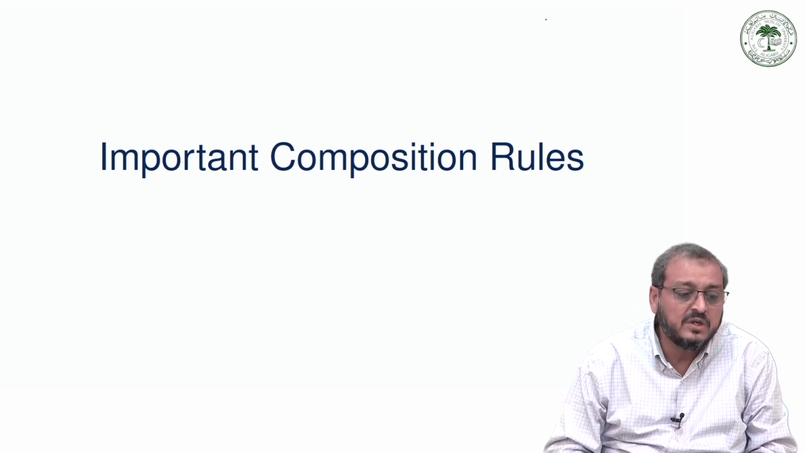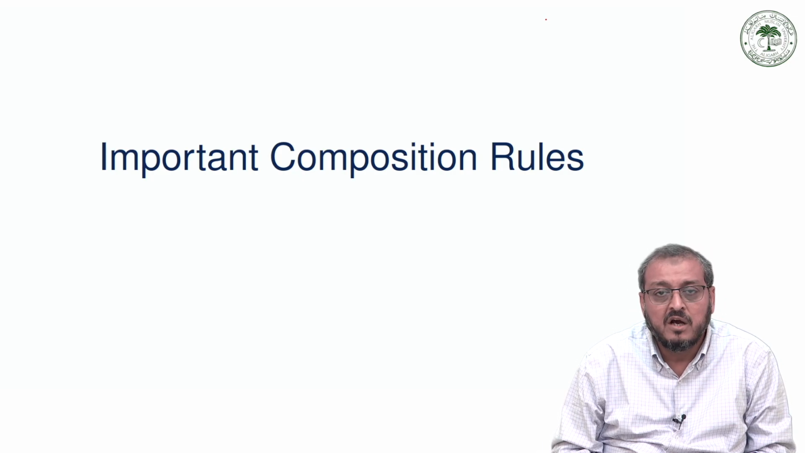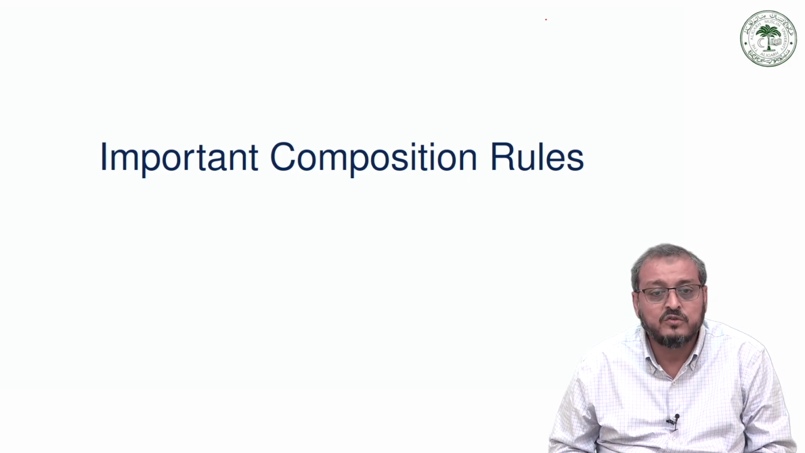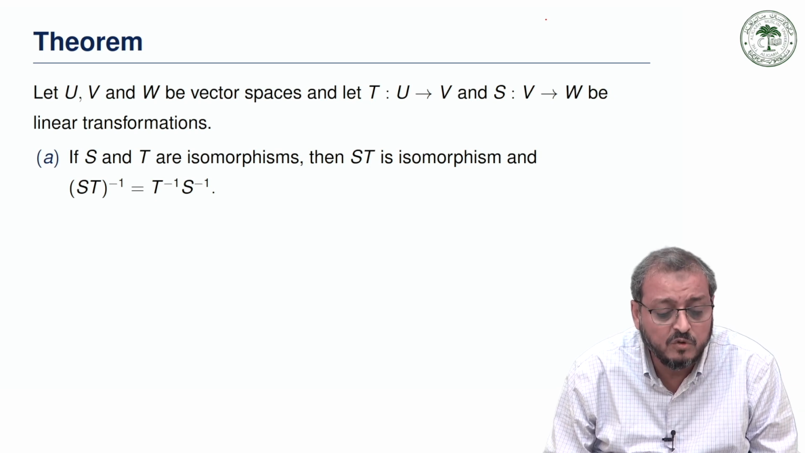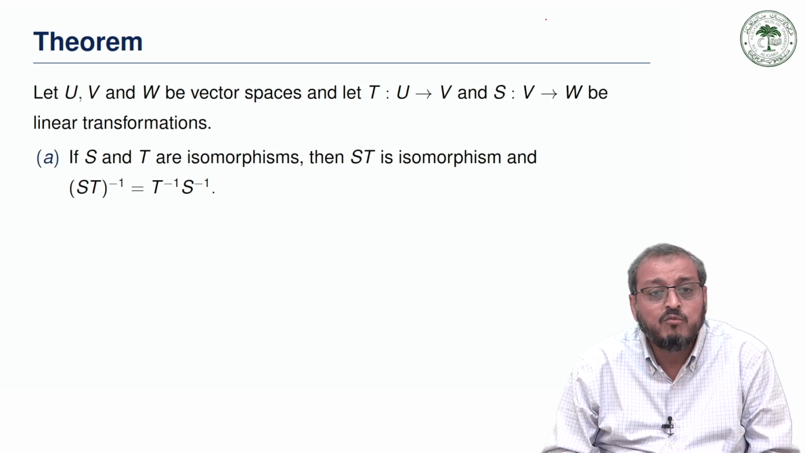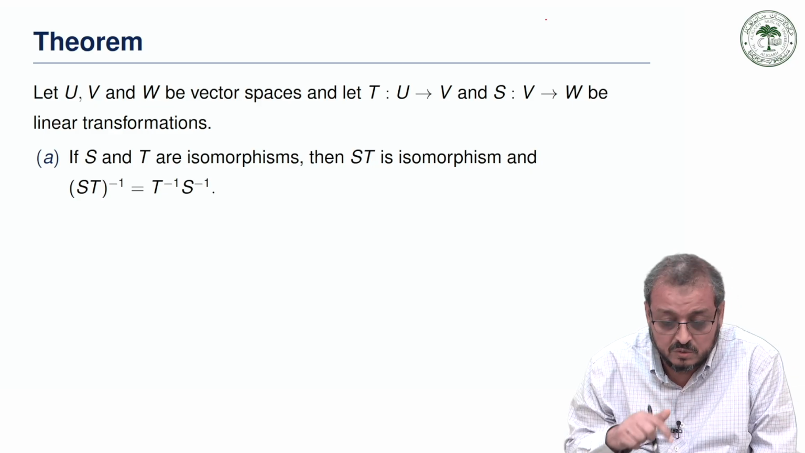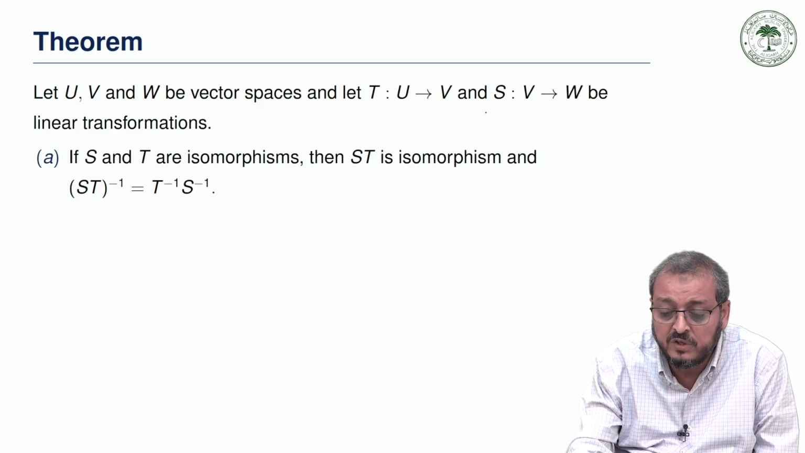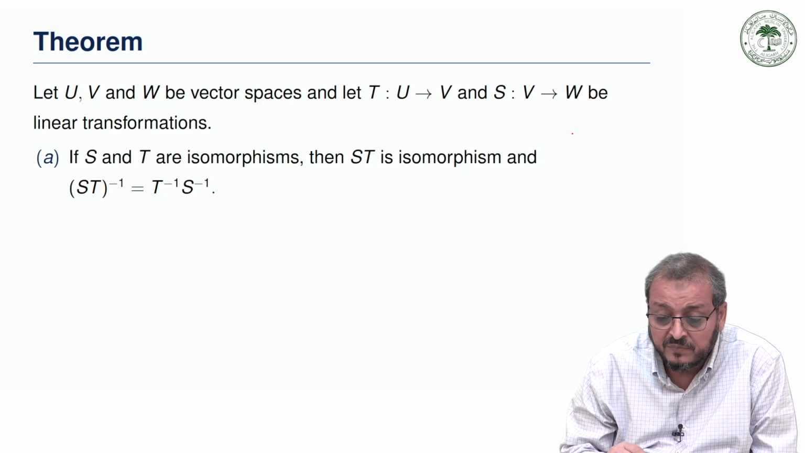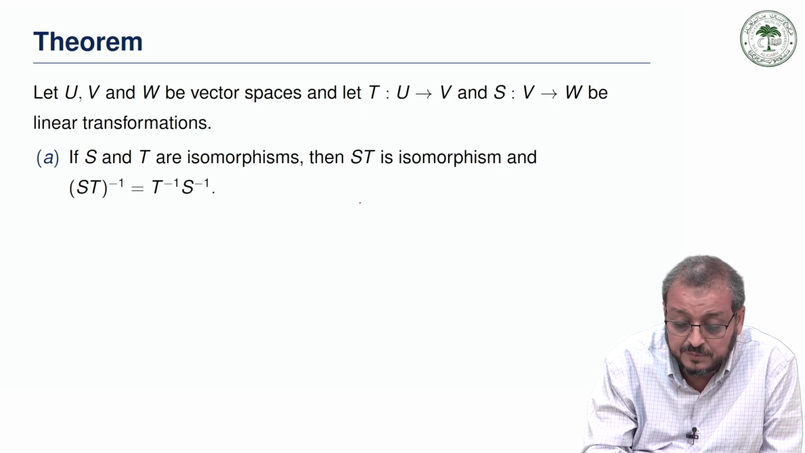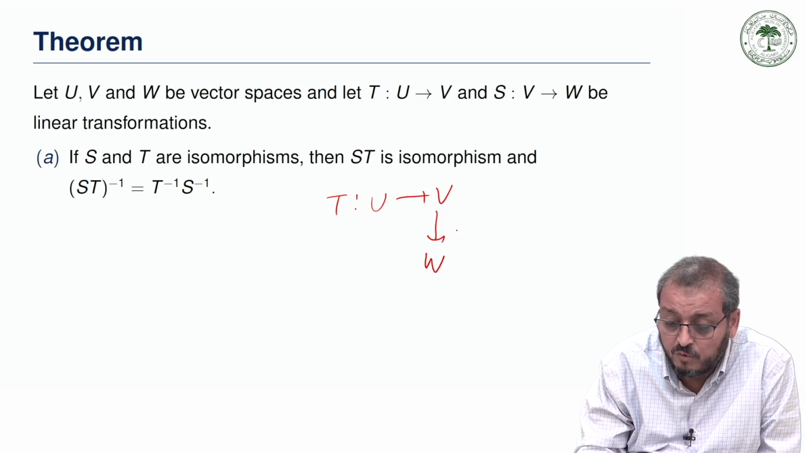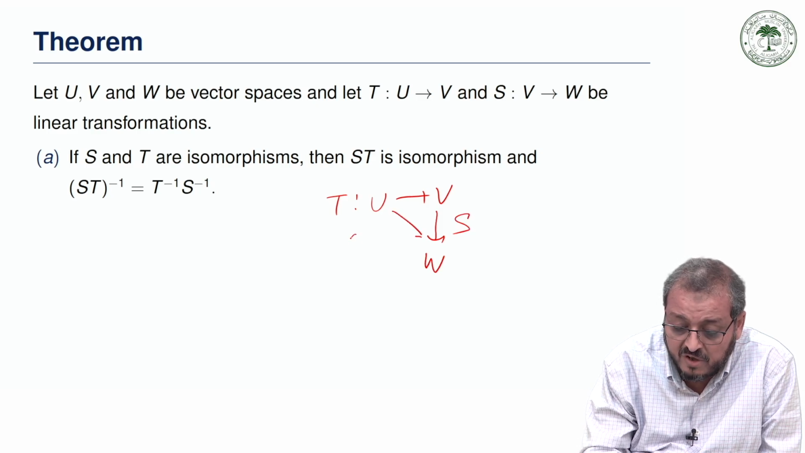In this class today we have to discuss some important composition rules. So we start with a theorem. Let U, V and W be vector spaces. T from U to V and S from V to W are linear transformations. Now we have a composition.